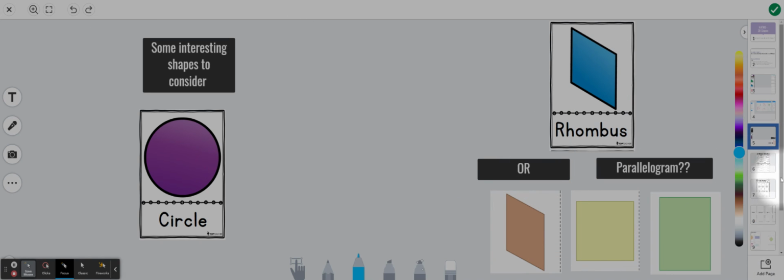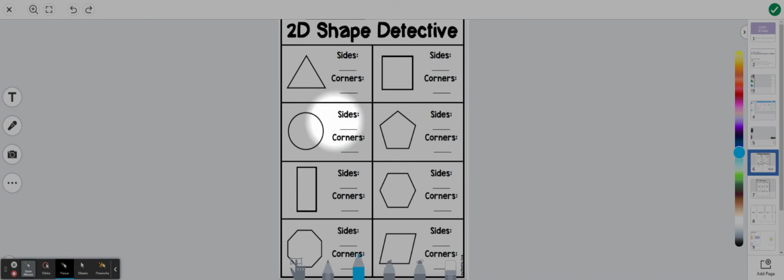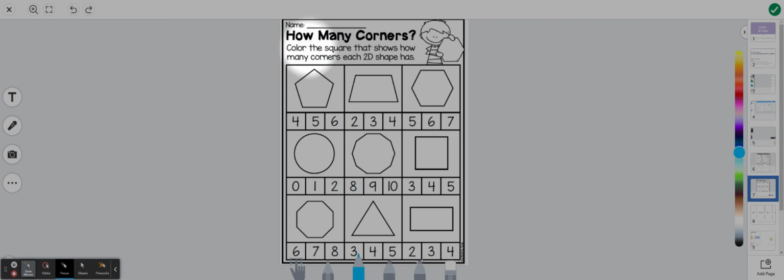Okay, on to your exercises for today. In this exercise, you need to decide how many sides and how many corners are on each shape, remembering that special information about our circle. The next exercise is you just need to colour the square that tells you how many corners are on this shape. So this shape is a pentagon. It has 1, 2, 3, 4, 5 corners. So you just colour in the number 5 here. Complete that for all these shapes here.